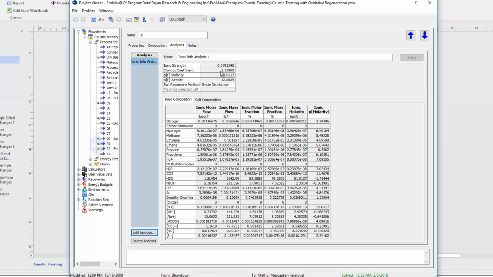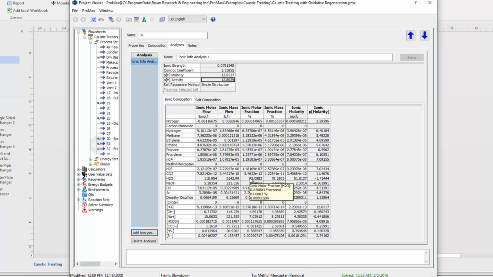We'll see at the very top that it's going to calculate an ionic strength for us and an osmotic coefficient. We have two different pH values calculated, one based on molarity and another based on activity. This activity value is usually going to be the closer of the two when you're comparing these numbers to your laboratory results, to your pH probe. It's going to be matching this pH of activity.